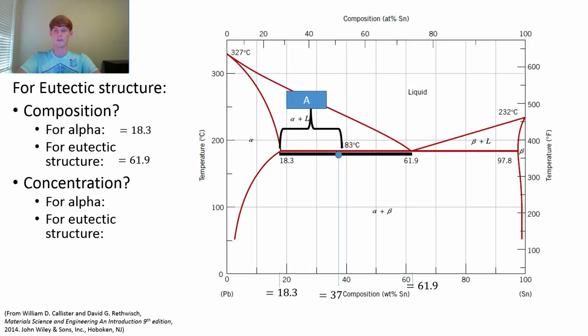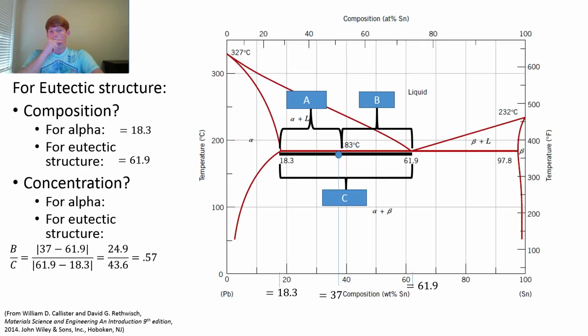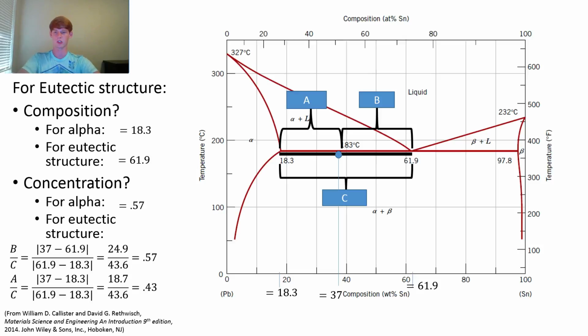And similar things for calculating the concentration of alpha in the eutectic structure, where we take A, B, and C. We calculate the concentration of alpha at this point as B divided by C, so the opposite line is 0.57, and we calculate the concentration of the eutectic structure at this point as A, the opposite line, over C, which is 0.43.